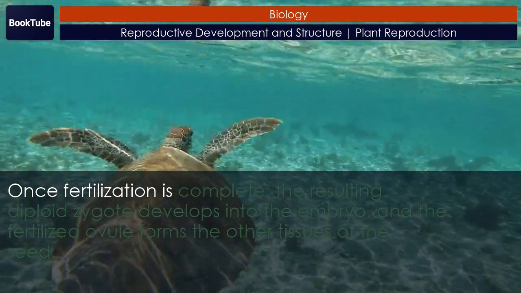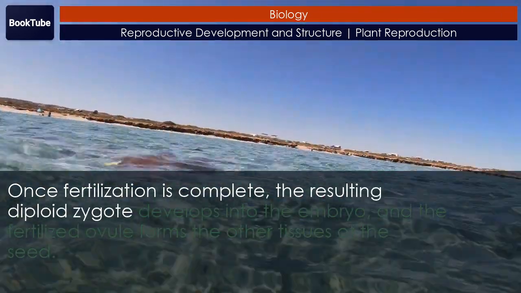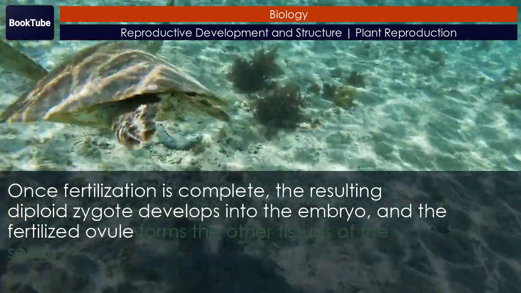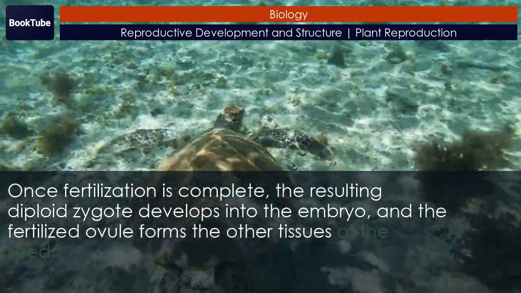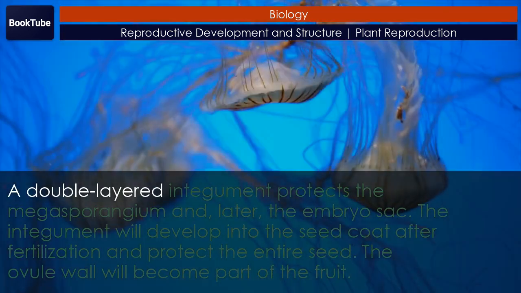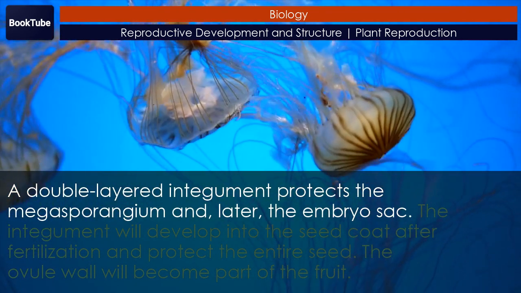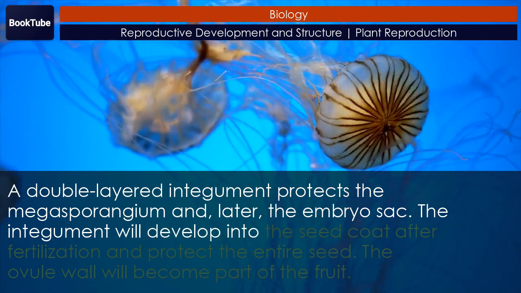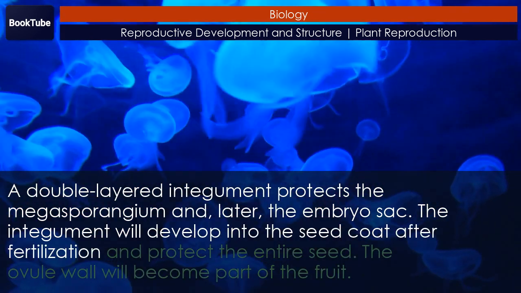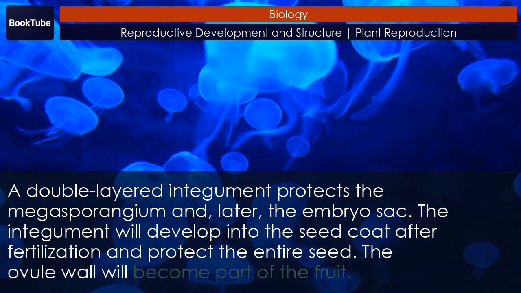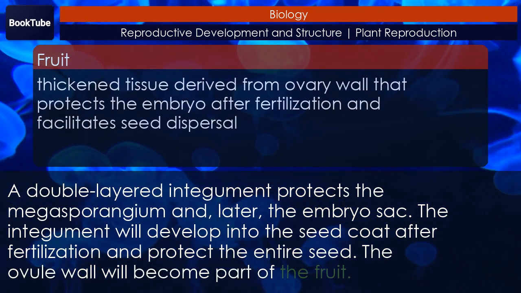Once fertilization is complete, the resulting diploid zygote develops into the embryo, and the fertilized ovule forms the other tissues of the seed. A double-layered integument protects the megasporangium and, later, the embryo sac. The integument will develop into the seed coat after fertilization and protect the entire seed. The ovule wall will become part of the fruit.